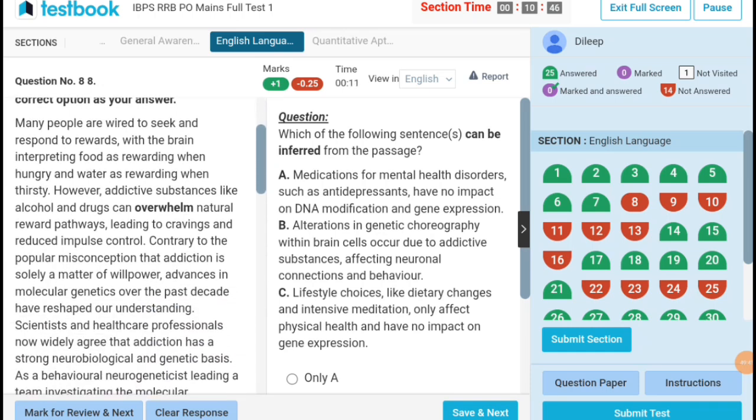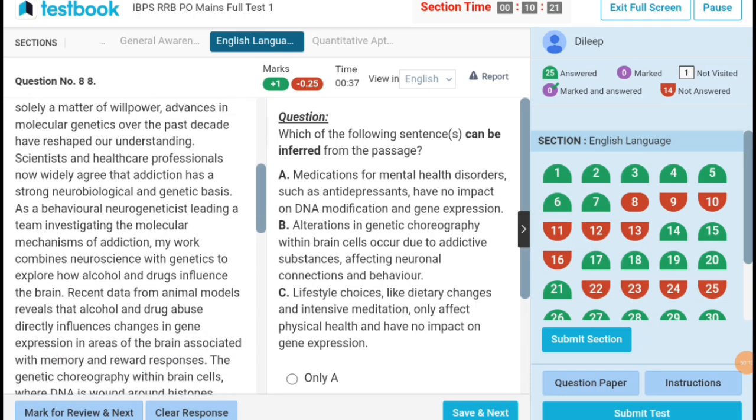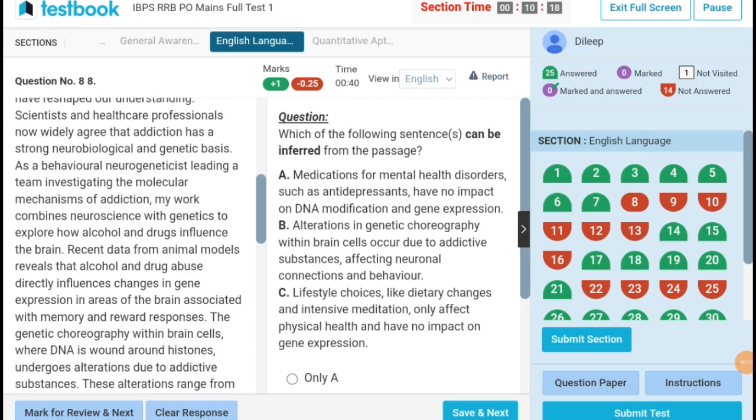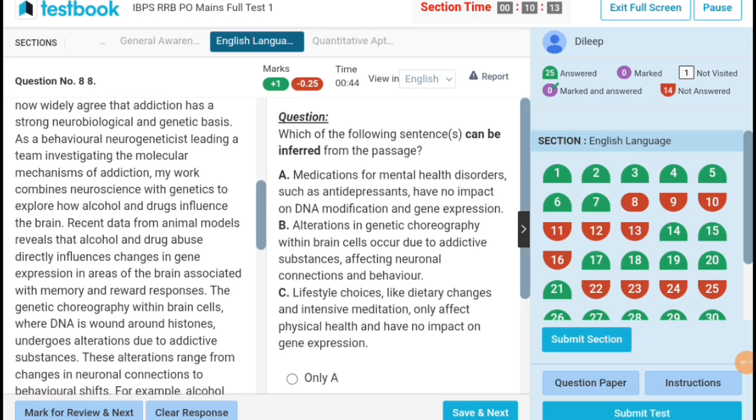Many people are wired to seek and respond to rewards, with the brain interpreting food as rewarding when hungry and water as rewarding when thirsty. However, addictive substances like alcohol and drugs can overwhelm natural reward pathways, leading to cravings and reduced impulse control. Contrary to the popular misconception that addiction is solely a matter of willpower, advances in molecular genetics over the past decade have reshaped our understanding. Scientists and healthcare professionals now widely agree that addiction has a strong neurobiological and genetic basis.